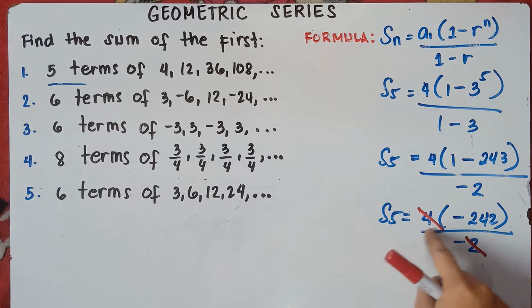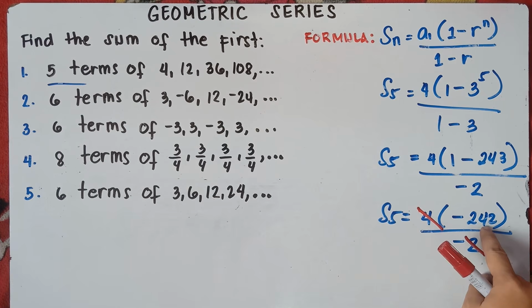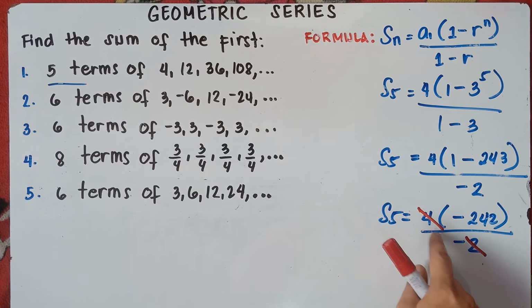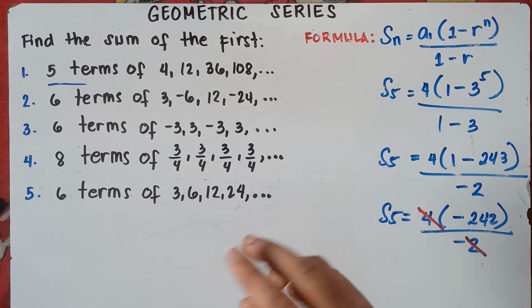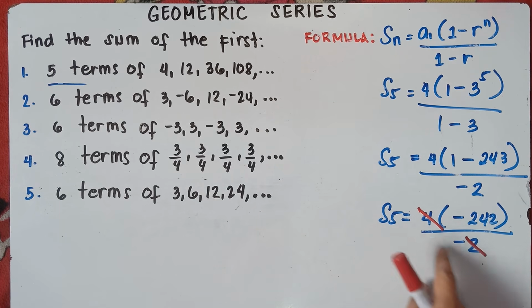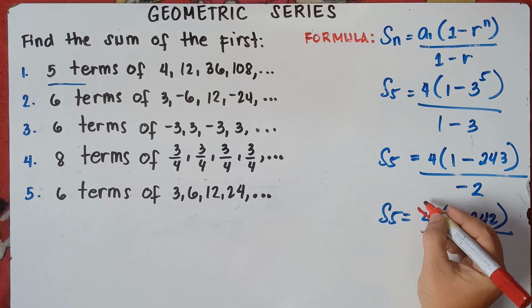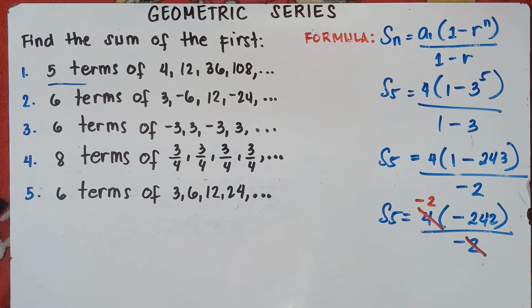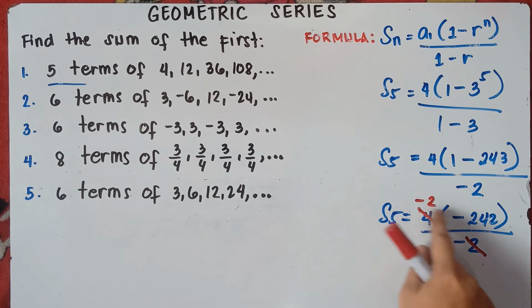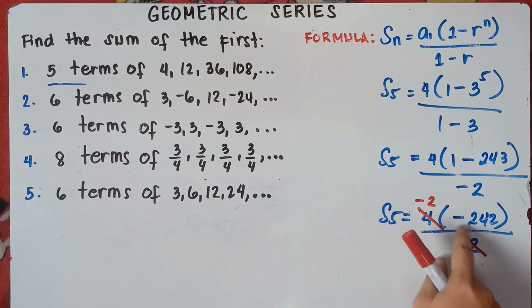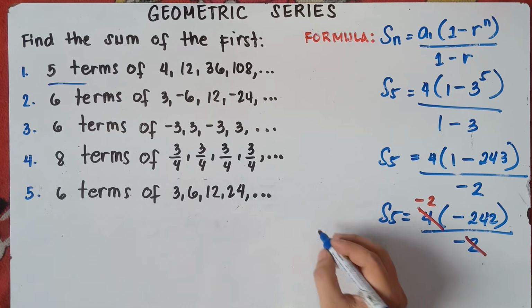You can do it this way: 4 times negative 242 divided by negative 2. Or you can just simply divide first to make the numbers easier to solve, because you will get small numbers. So 4 divided by negative 2, that's negative 2. Then you multiply negative 2 times negative 242.